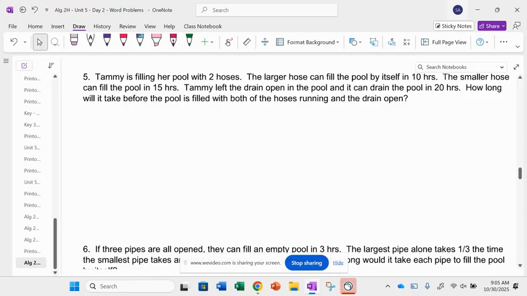So we're going to add the 2 hoses, but then we have to subtract the drain. So it's going to be hose 1 plus the second hose minus the drain equals the total job.